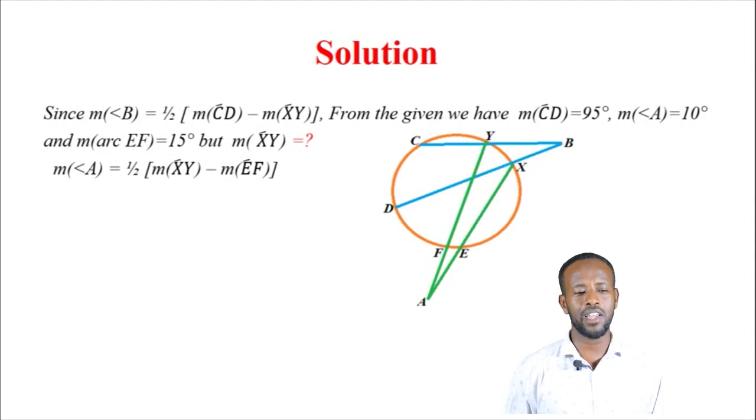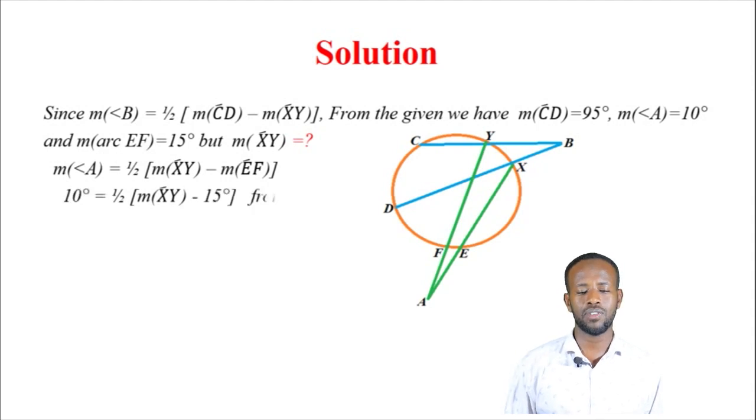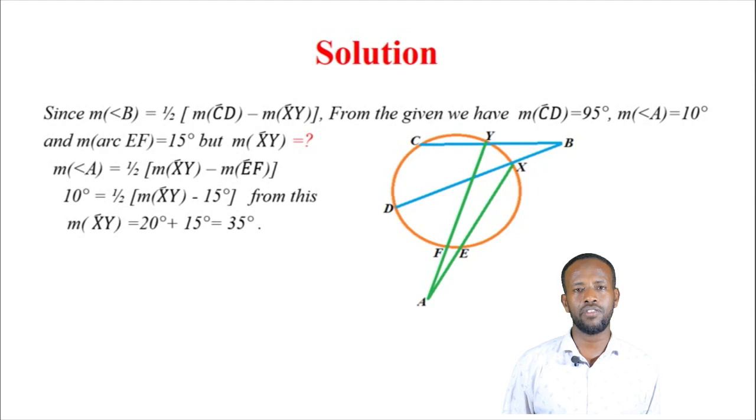Now we have A 10 degree, we have EF 15 degree, so easily we can find that in this form. From this we have measure of arc XY is equal to 35 degree. Isn't it? Simple calculation. It is 35 degree. If we get the value of XY, we can find angle B.